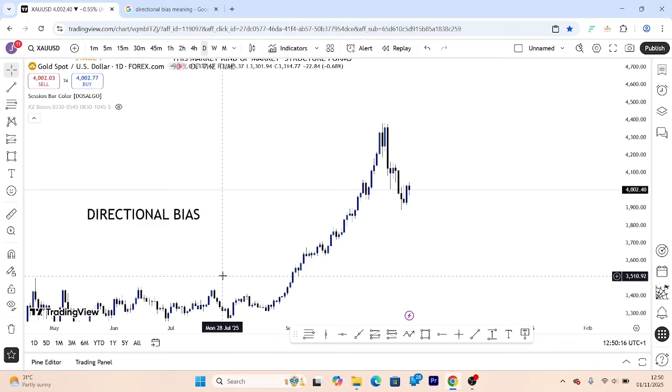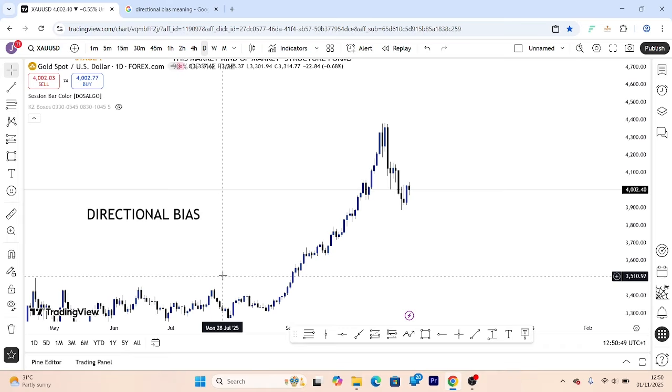Hi guys, so this is SwissCJ-Fx, and today I want to talk about directional bias in trading. Directional bias is very important because it gives you the idea of where the market is coming from and where the market is actually going. One of the most important things you must understand about directional bias is market structure. That is the key to understanding and always getting your directional bias right.